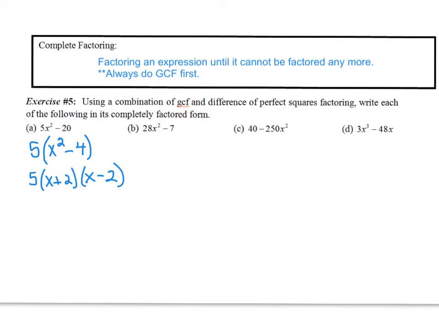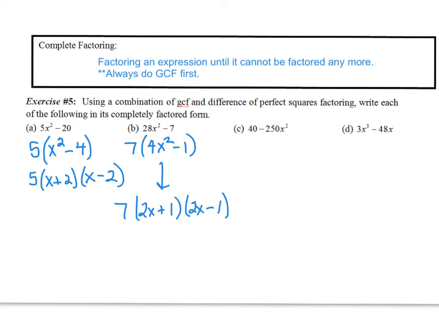For part B, these two have a greatest common factor of 7, so I'm going to factor out a 7, and I'm left with 4x squared minus 1. I'm going to go down a little bit so I have room. So 7, because 4x squared minus 1 is the difference of two perfect squares, I'm going to factor that into 2x times 2x. 1 is also a perfect square, so plus 1 and minus 1. So my final answer is 7 times 2x plus 1 times 2x minus 1.